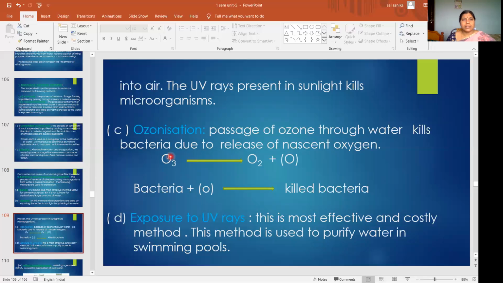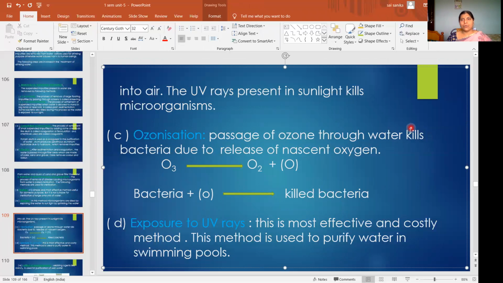Next, ozonization. The passing of ozone through water kills bacteria due to release of nascent oxygen. What is meant by ozonization? Passing of ozone gas through water. When you pass ozone gas through water, it kills bacteria. How does it kill bacteria? Due to release of nascent oxygen.